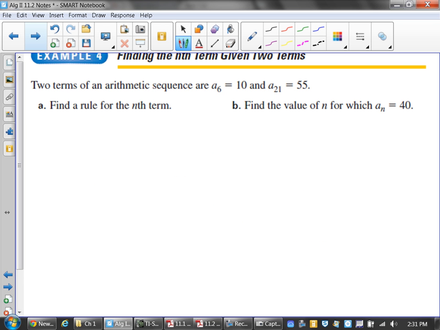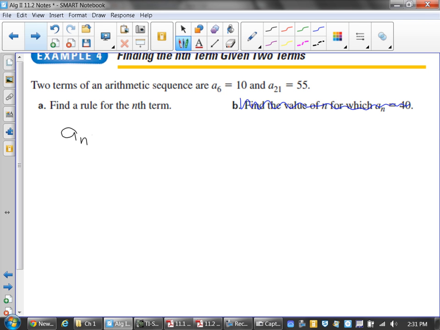This is where it gets interesting. There's two parts to this. We'll come to the second part in a second, so don't worry about it. In this case, I'm going to give you two different terms within the sequence. One is the sixth term, and it's equal to 10. The other is the 21st term, and it's equal to 55. I'm going to write out the nth rule for this. Do you guys agree that you're given two sets of information? Yes.